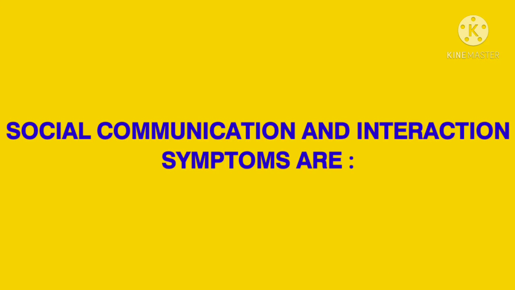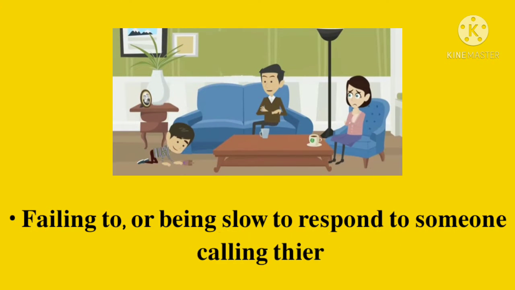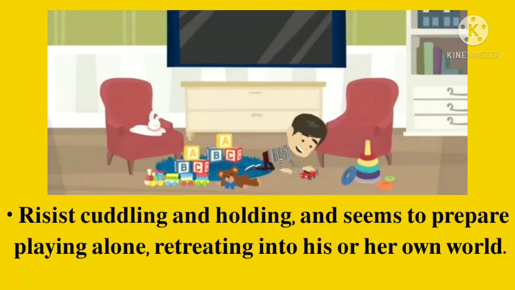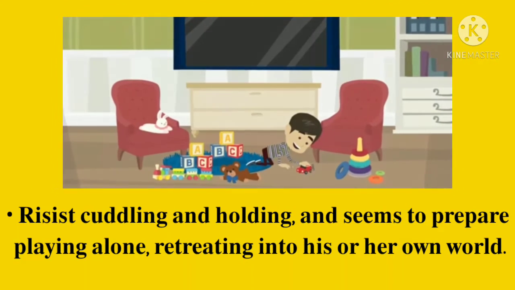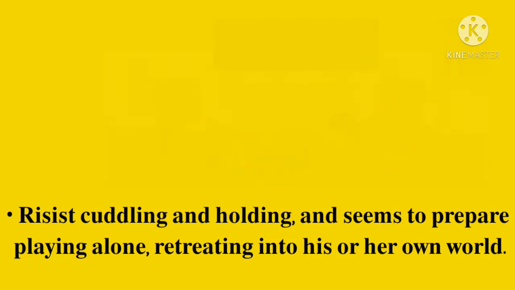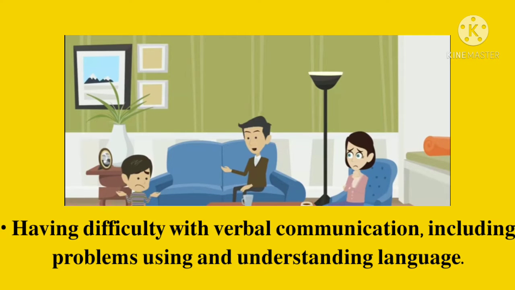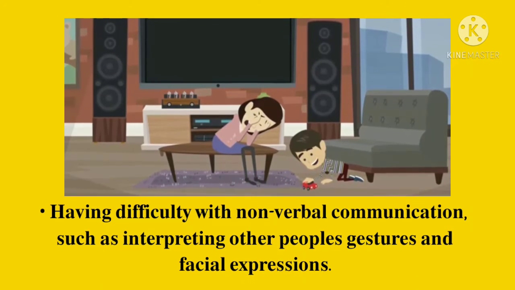Social communication and interaction symptoms are having poor eye contact and a lack of facial expression, failing to or being slow to respond to someone calling their name, resisting cuddling and holding, and seeming to prefer playing alone, retreating into his or her own world. Having difficulty with verbal communication, including problems using and understanding language. Having difficulty with nonverbal communication, such as interpreting other people's gestures and facial expressions.